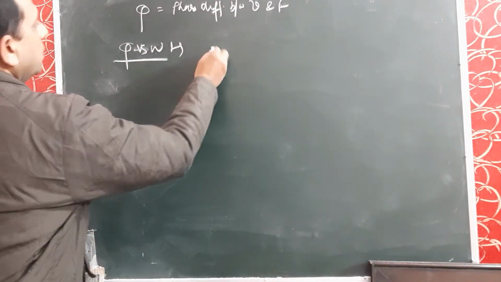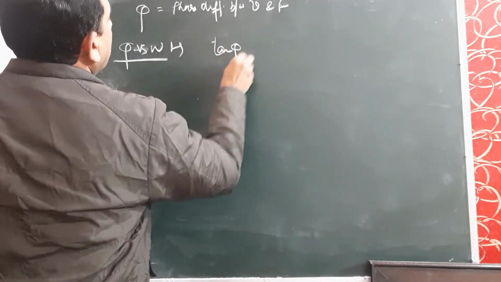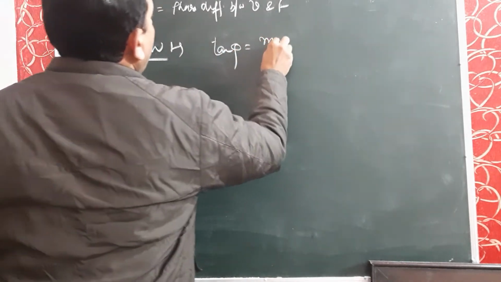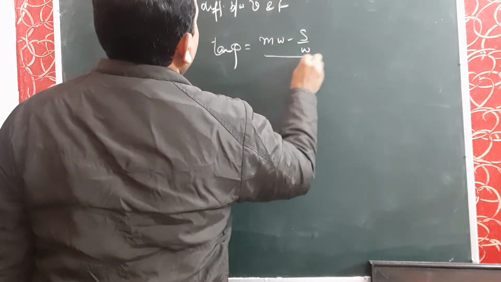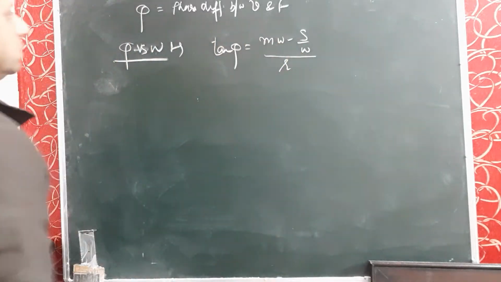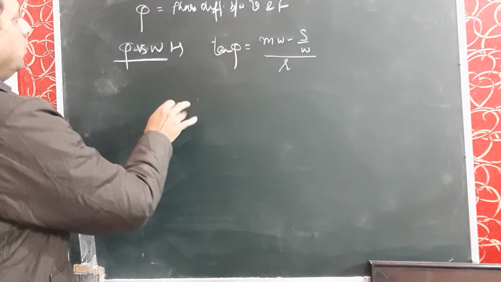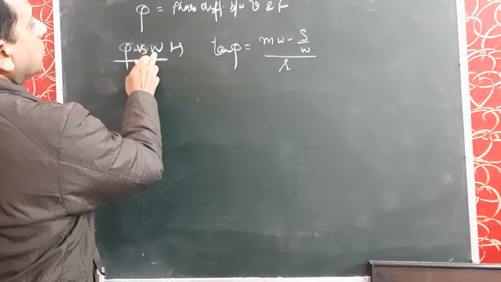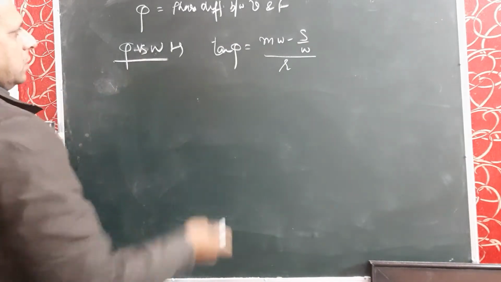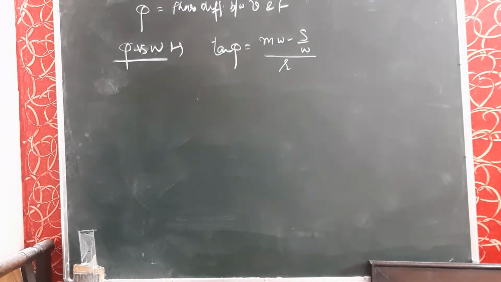So what is phi? We know the formula: tan phi is equal to (m omega minus s by omega) over r. This is tan phi. So we will find the value of phi at different values of omega. It is just like the same article which we have already discussed in the previous lecture.